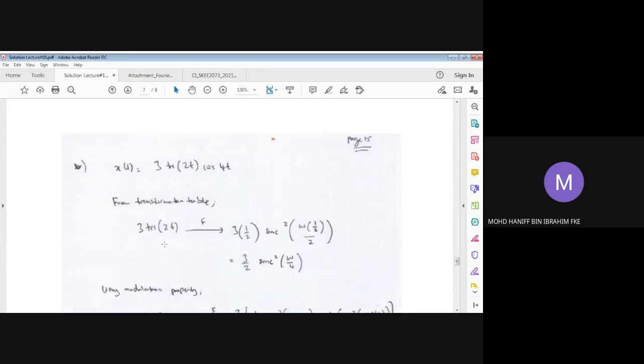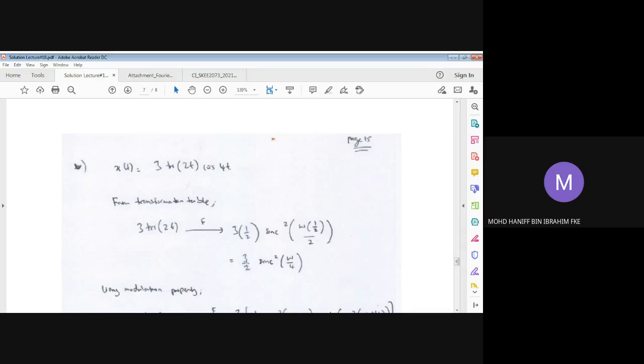So 3 triangular 2t basically will give us this: 3, times 1 over 2. Why 1 over 2? Simply because we have a scaling by 2 units. With a scaling constant of A, we have 1 over A sinc squared of omega divided by A. You can refer to the table on these issues.